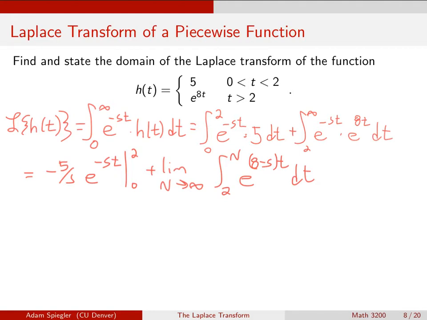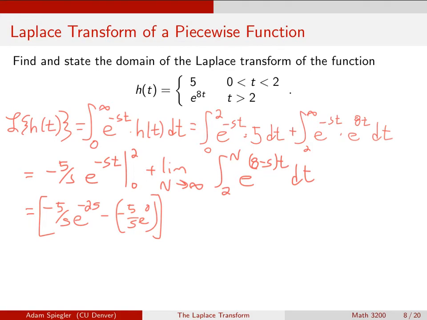Okay, so taking the first one, I can plug in 2 for t. And so remember, our variable is t, and we treat s like a constant. So first plugging in 2, I would get minus 5 over s times e to the minus 2s. And then we're going to subtract from that what I get when I plug in 0. So that's going to be minus 5 over s times e to the 0. So that's the first integral.